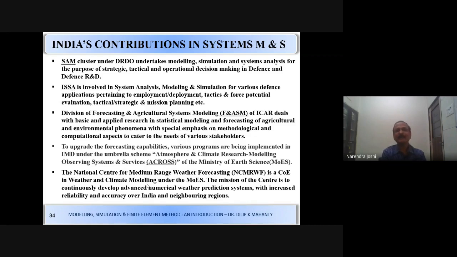ESA, which is a part of system analysis, modeling and simulation for various defense applications, particularly deployment, tactics and force potential evaluation, tactical strategic mission planning, etc. Part of our defense systems. Division of Forecasting and Agricultural System of ICAR. ICAR stands for Indian Council of Agricultural Research.